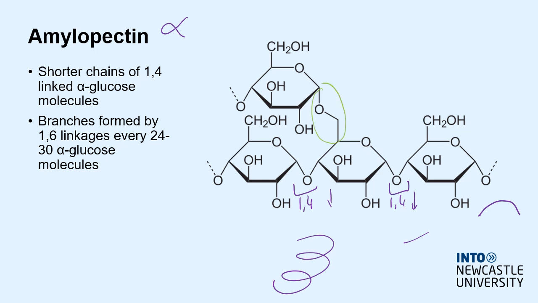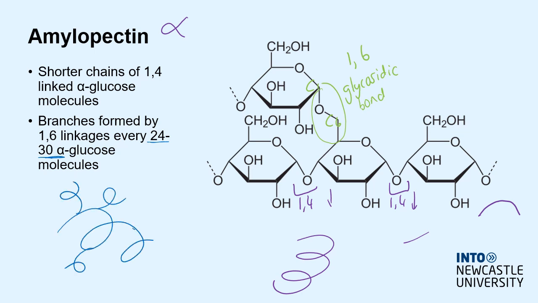And what we have here is, again, another glycosidic bond, but it is not a glycosidic bond 1,4. It's between carbon 1 and carbon 6. So this is carbon 1, and this is carbon 6 of the other molecule. So you get these branches coming off, and we're going to get these branches every 24 to 30 alpha glucose molecules. So you get this curved structure and other branches coming off like this.